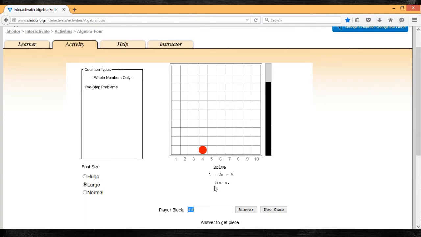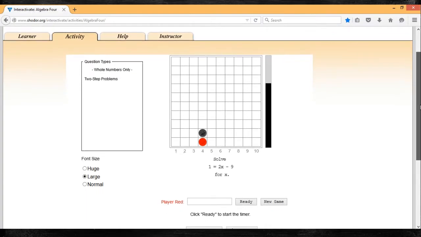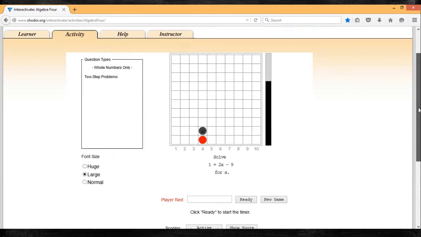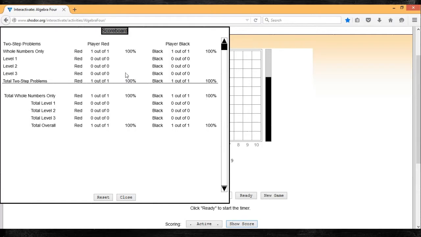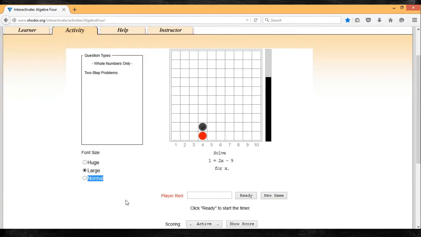Add 9, you get 10. Divide by 2, you get 5. And so as you can see, it's kind of like a two-sided game, so you can have students work one-on-one against each other, or even a pair against a pair. Kind of get that competition going. And for the teacher real quick, you can go to show score, and it'll tell you, player red got 1 out of 1 right, 100%, player black got 1 out of 1 right, 100%. So you can see how your students are doing on this game kind of as a quick formative assessment.